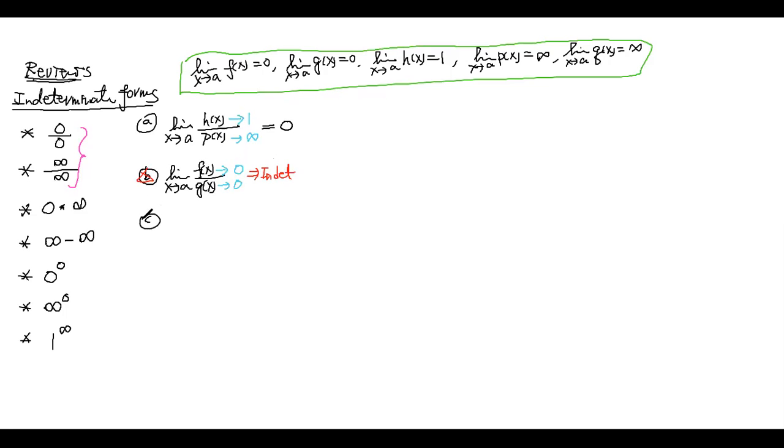Now let's take a look at part C. This is the limit as x approaches a of p(x) over f(x). According to the given condition, p(x) approaches infinity. What is f(x)? f(x) approaches 0. Let's take a look: is this determinate or not determinate?